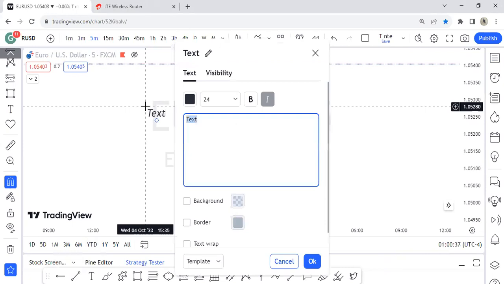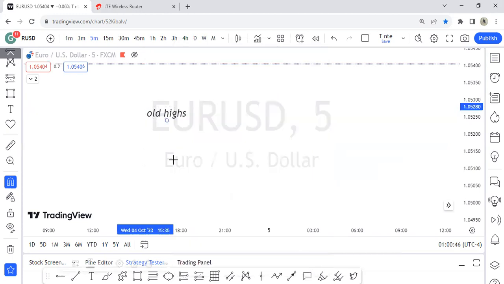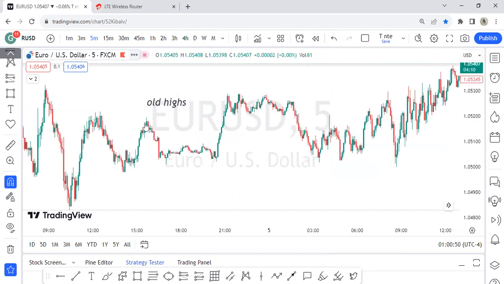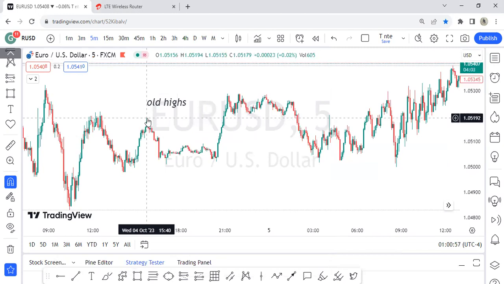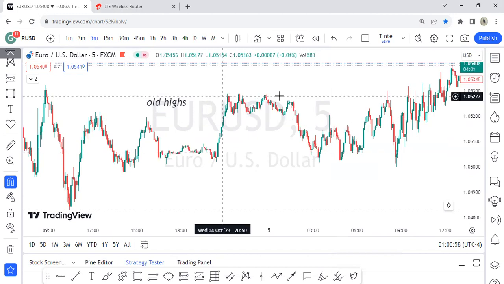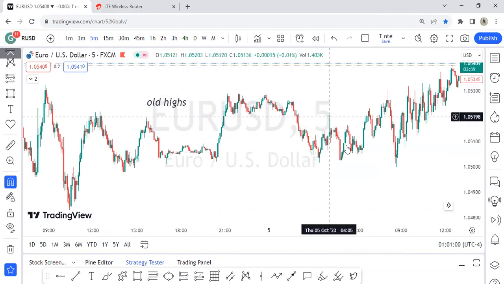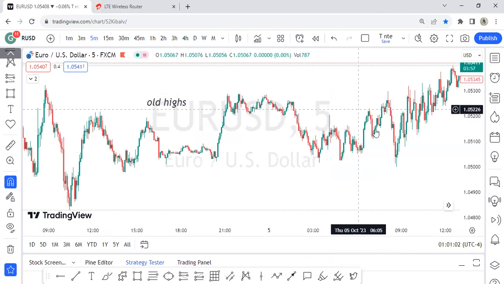One last one: old highs. Old highs also act as buy-side liquidity. That means whenever you see an old high in the market, like this one, this is buy-side liquidity, because some people will see that as a kind of resistance level. Look at this point, you can see the market always runs for old highs.